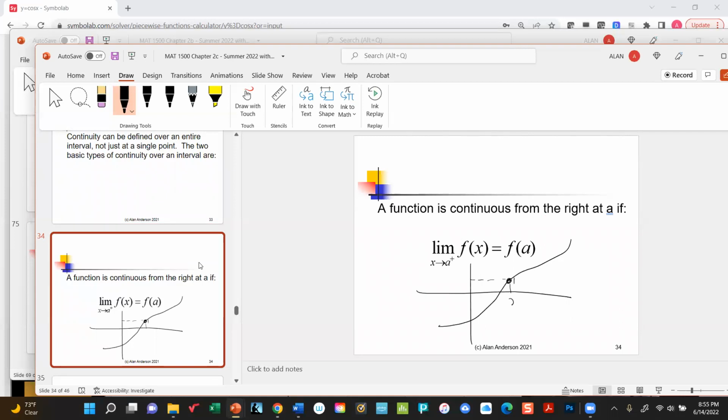Let's say A is 3 and f of A is 2. It should be clear that as we approach from the right, the function has a limit of 2, and f of A is also 2. So since they're equal to each other, this function is continuous from the right.